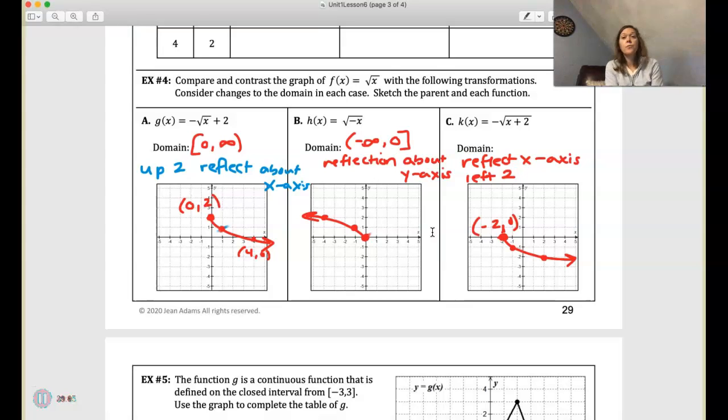Okay, so those were rigid transformations. You know, the graph did not stretch or shrink. They just translate it and reflect it.